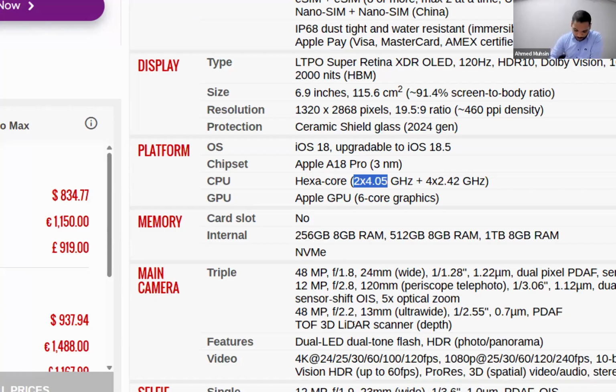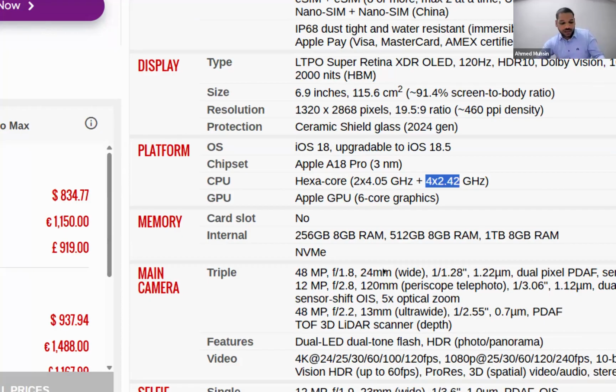2 multiplied by 4.05 gigahertz. How much will that be equal to? I'll tell you all in 1 second. And then there are 4 that are working at how much? 2.42. There are another 4 cores working at a speed of 2.42 gigahertz. Now guys, 6 cores are there now. You all saw the 6 cores? 2 work at 4.05 and 4 work at 2.42.